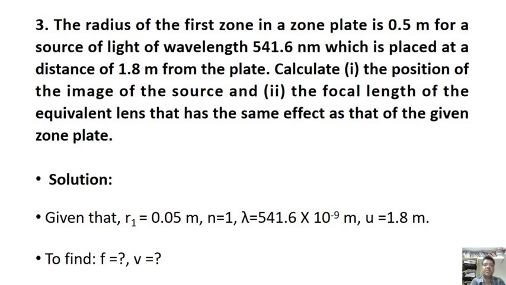The radius of the first zone in a zone plate is 0.5 meter for a source of light of wavelength 541.6 nanometer, which is placed at a distance of 1.8 meter from the plate. Calculate the position of the image of the source. Focal length of the equivalent lens has the same effect as that of the given zone plate.